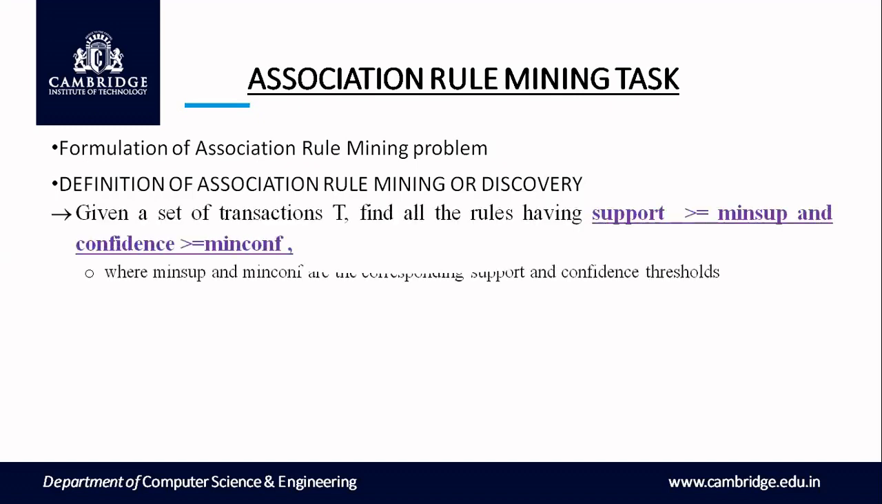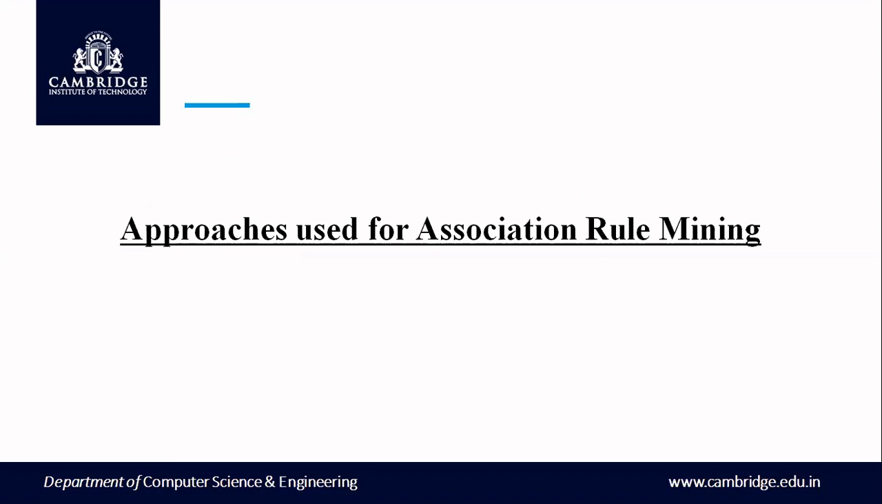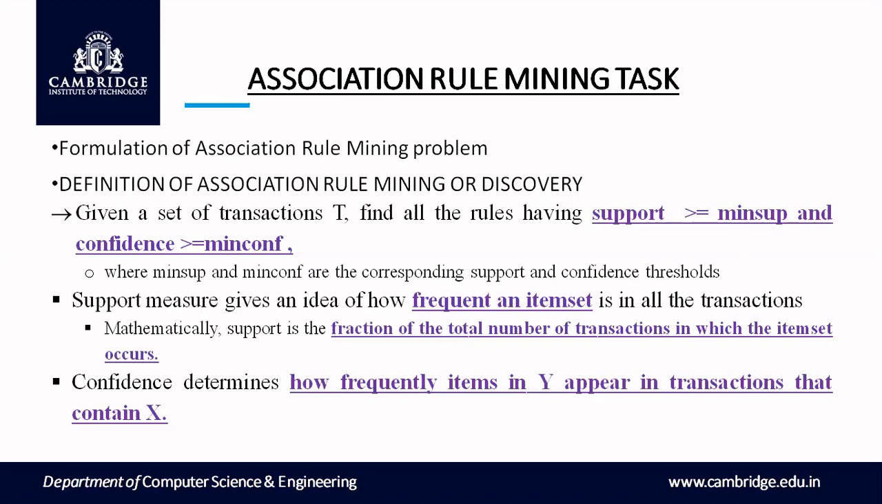So the basic definition of association rule mining goes like this. When we have a set of transactions T, we need to find all the rules having support and confidence greater than or equal to certain threshold values. So what do support and confidence mean? We have already covered the definition. Support is related to the number of transactions in which the combination of items in the rule is going to exist.